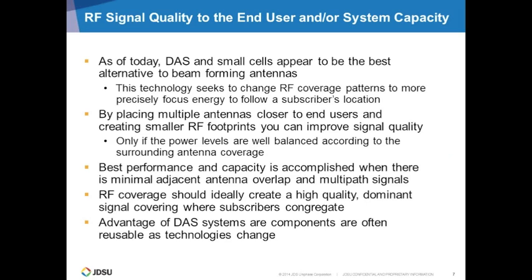But since that has not fully matured or become economically feasible, what they found is that by placing multiple antennas closer to the end users and creating smaller RF footprints, you can ultimately improve the signal quality. Very similar to trying to get that signal onto a wire as quickly as possible, which is a more controlled environment. But this only works well if the power levels are well balanced according to the surrounding antenna coverage, which means the best capacity performance is accomplished when there's minimal adjacent antenna overlap and multipath signals. So the RF coverage should ideally create a high quality, dominant signal covering where subscribers congregate.